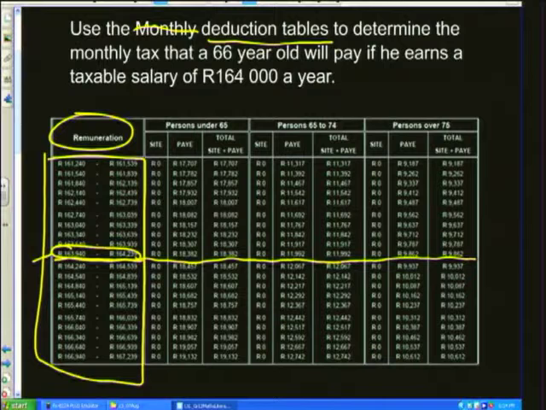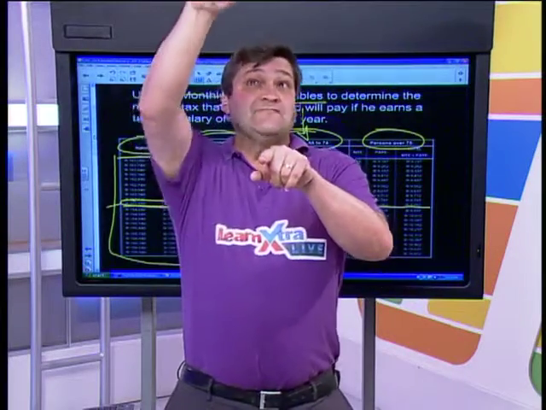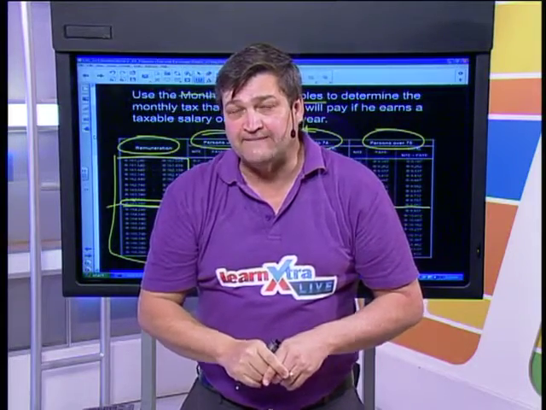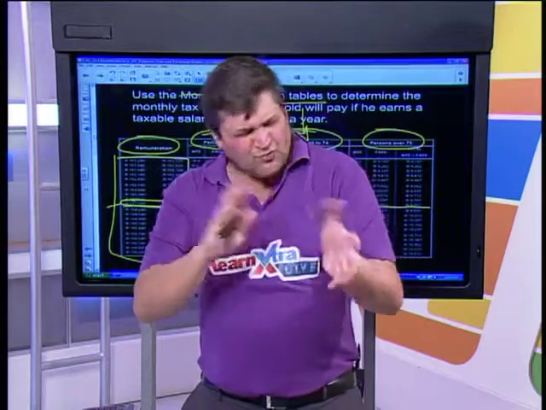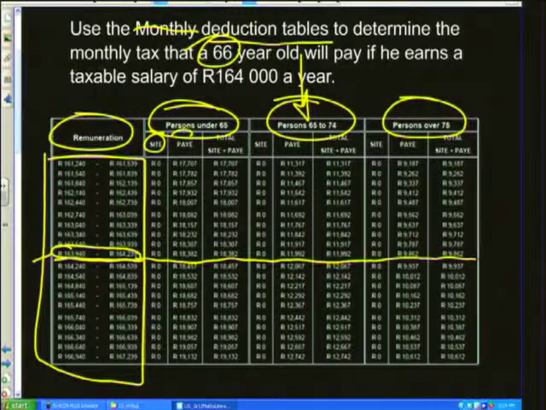Now, you will see that this is broken up into three parts. Persons under the age of 65, persons 65 to 74, and persons over the age of 75. Our dear soul is 66 years old, so we are going to look at this column down here. So all I'm going to do is run my finger across, run my finger down, and see where the two clash. And that's going to tell me what tax I'm going to pay. Now, these deduction tables, I'm not sure why they still like this, but they show something called site tax and pay as you earn.